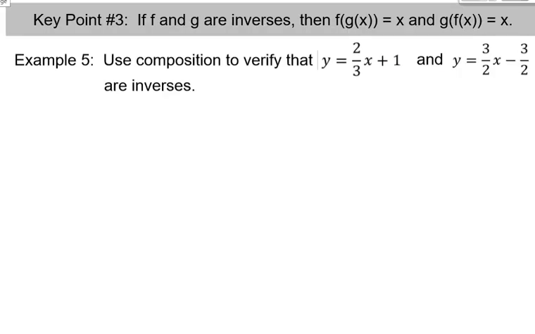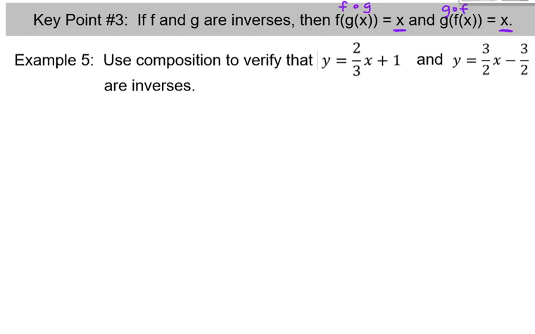Okay, here's key point number 3. If f and g are inverses, then f of g of x equals x, and g of f of x equals x. Remember, f of g of x, or also written as f of g, g of f of x, g of f. We're talking about function composition, one function inside another. Well, what happens when you have inverses is the inverse operations cancel: a plus 1 and a minus 1, a times 2 and a divided by 2. And because of that canceling, you're expecting only to have x left after you've done composition.